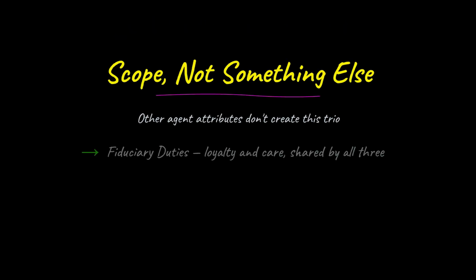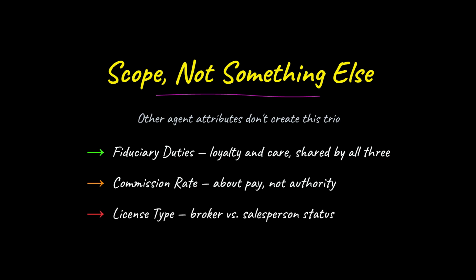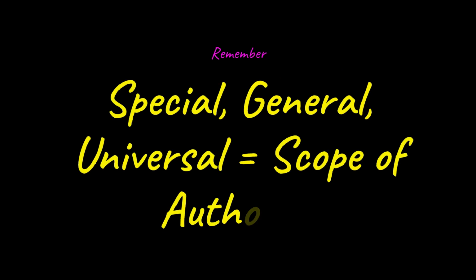Don't confuse this with fiduciary duties, which stay the same across all three types, or with commission rate, which is about pay, or license type, which is about whether someone is a broker or salesperson. None of those create the special, general, universal split. Only scope of authority does. So whenever a question separates agents by single task, ongoing matters, or broad authority over all affairs, the answer is scope of authority, not duties, pay, or licensing.